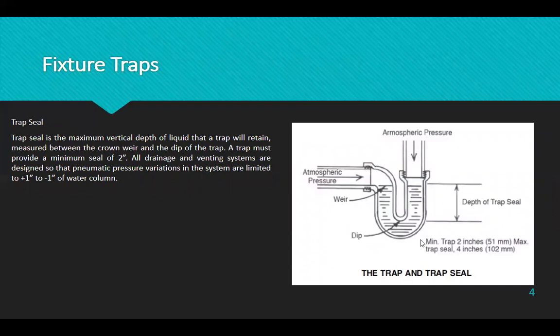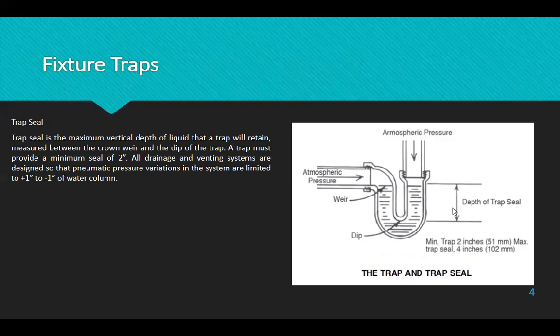Ano ang trap seal? Ito yan. Trap seal is the maximum vertical depth of liquid that a trap will retain. Yan, measured between the crown weir, ito, and the depth of the trap. Tandaan niyo yung mga tawag dyan. A trap must provide a minimum seal of 2 inches.